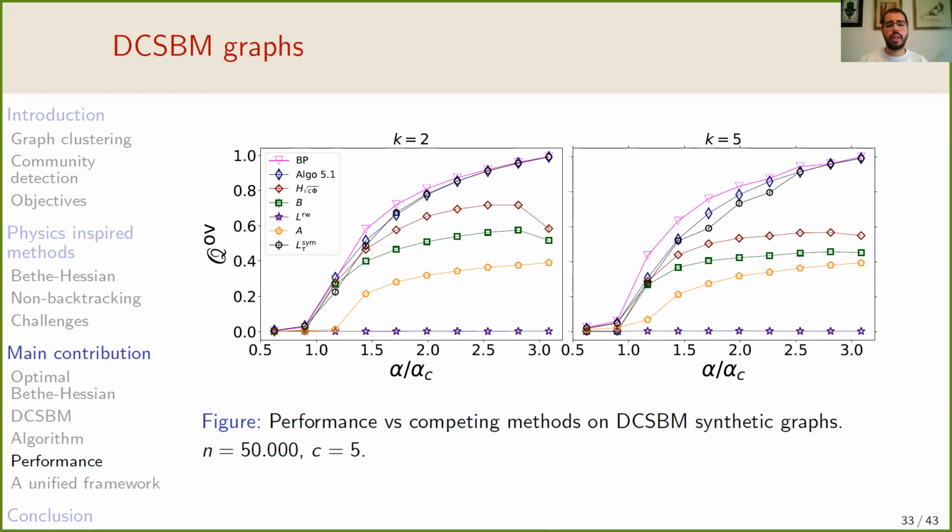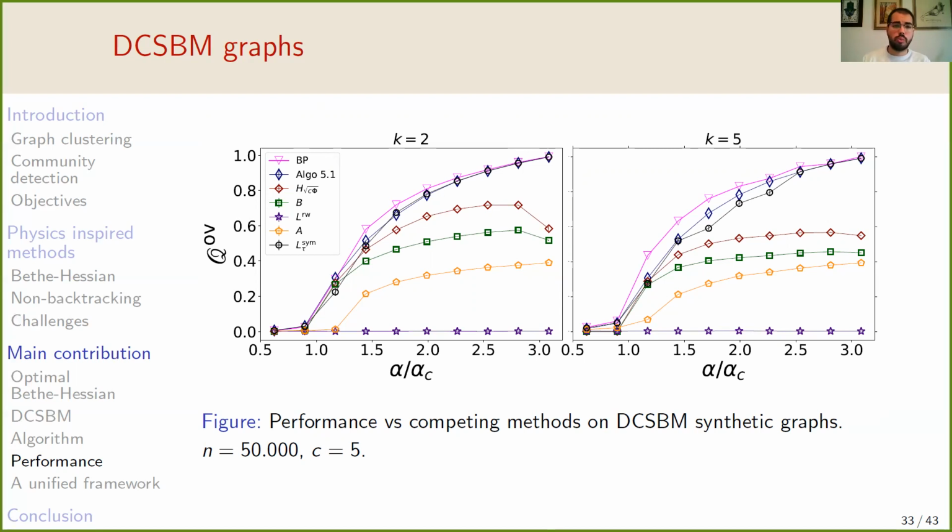In green and in red, then we have the non-backtracking and Bethe-Hessian matrices, which do achieve the alpha c threshold, but are suboptimal when alpha is away from the transition. We are the blue diamonds. We achieve both the transition and obtain very good performances away from the transition, and we obtain the best performance among all spectral clustering algorithms.